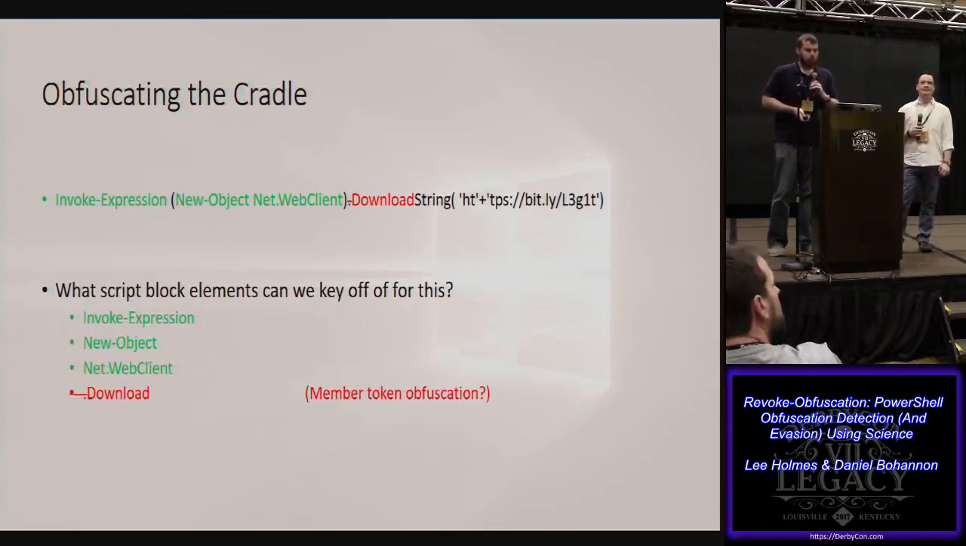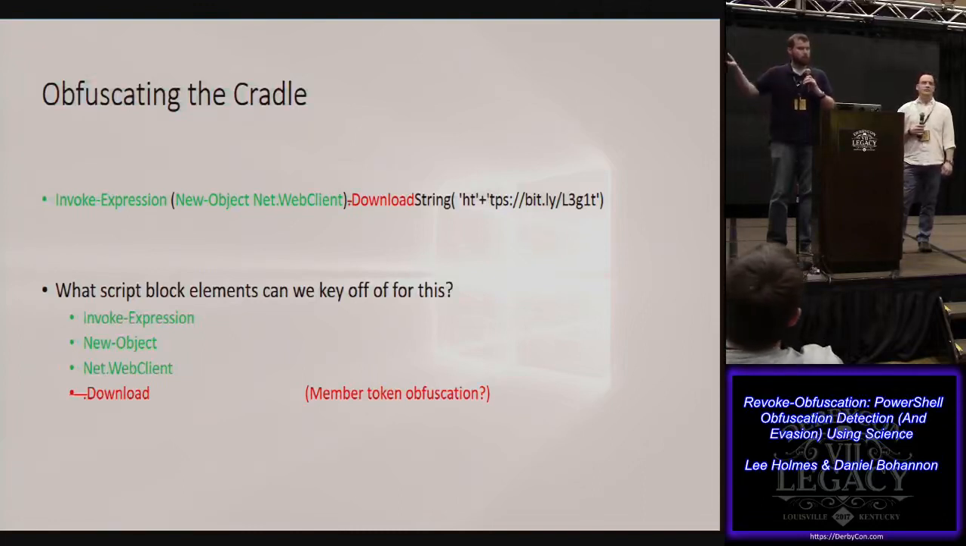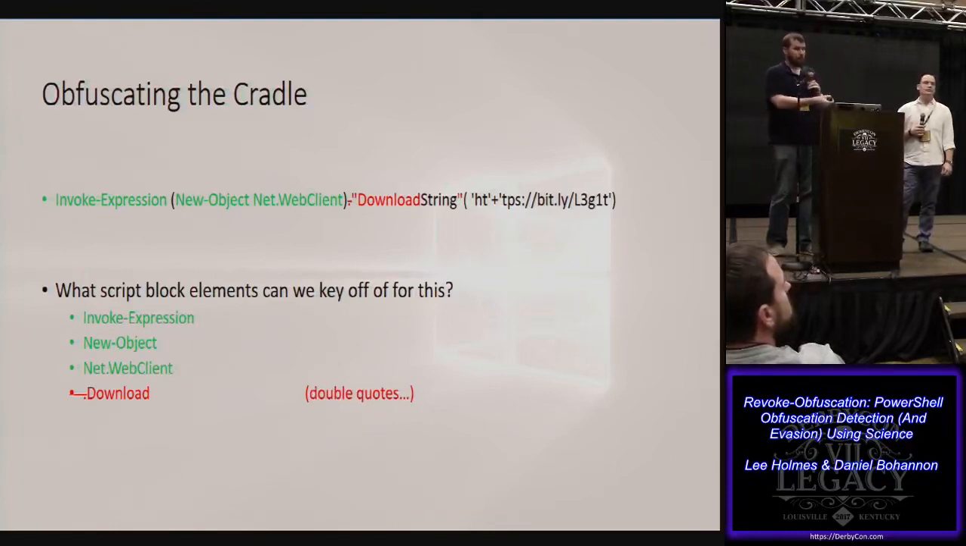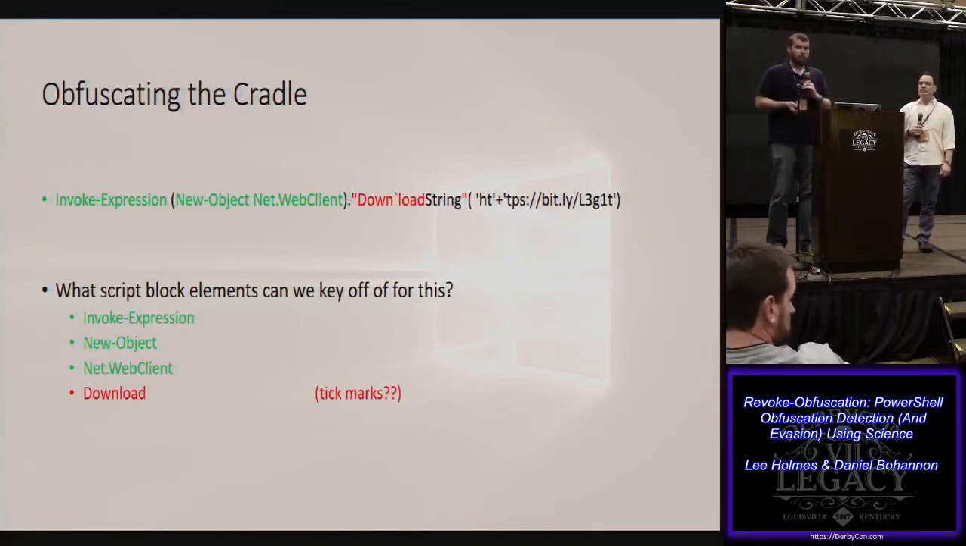Now, here's where it gets a little fun. So member token obfuscation. In the context of PowerShell, it tokenizes each piece of this command to know what is this. Again, the URL is a string. Download string is actually a member token. And it's fascinating because you can do stuff like this. You can throw single quotes around it. You can put double quotes around it, which breaks our .download, right? But then what you can do, if you look closely at download string, you can throw a tick mark in front of it, and it actually works.